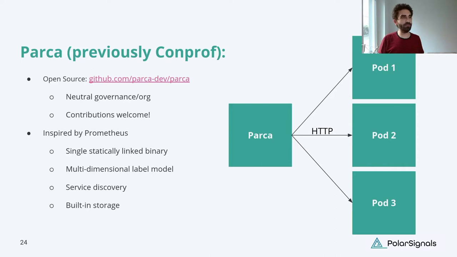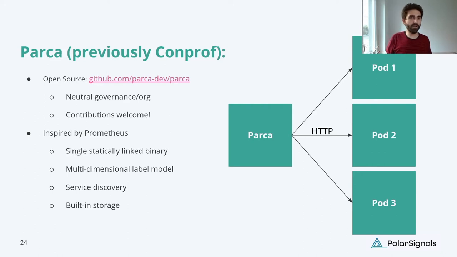That's why we carried over a couple of things that work for Prometheus, such as single statically linked binaries to ease the operational work. We carry over the multidimensional label model, which you can share with Prometheus, and we can scrape and populate all those labels in Parca itself as well. It's using the same service discovery, and it has new built-in storage as well.